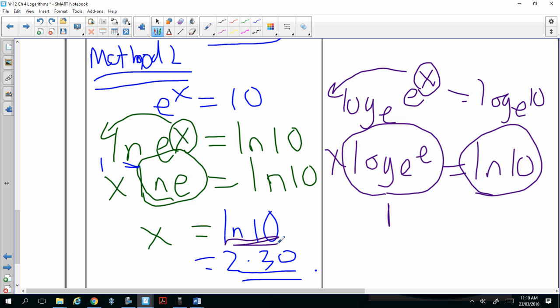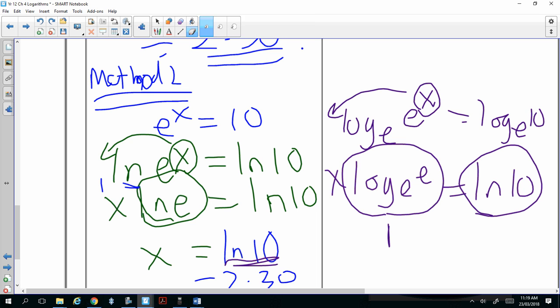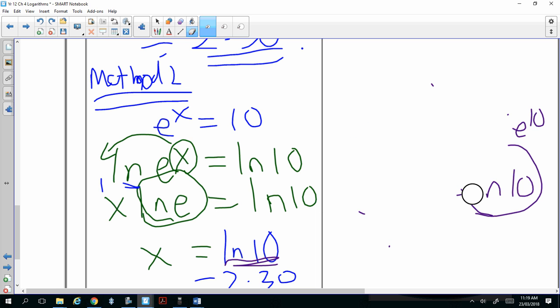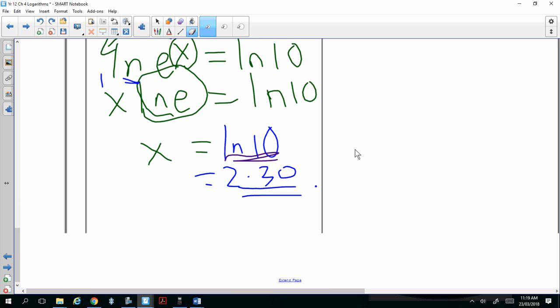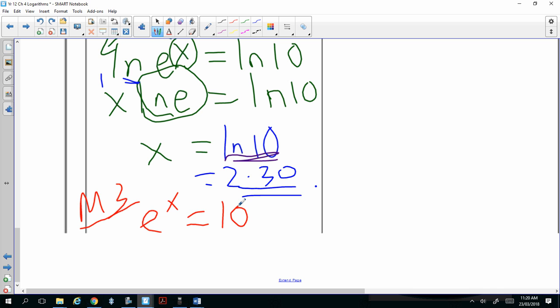All right. In fact, there's a third way which I could show you, which is really the same as method 2. The third way is to use the definition of log. So let's use method 3. The third way is e to the power x is 10. x equal to log base e of 10, right? Changing index form to log form, index to log form.